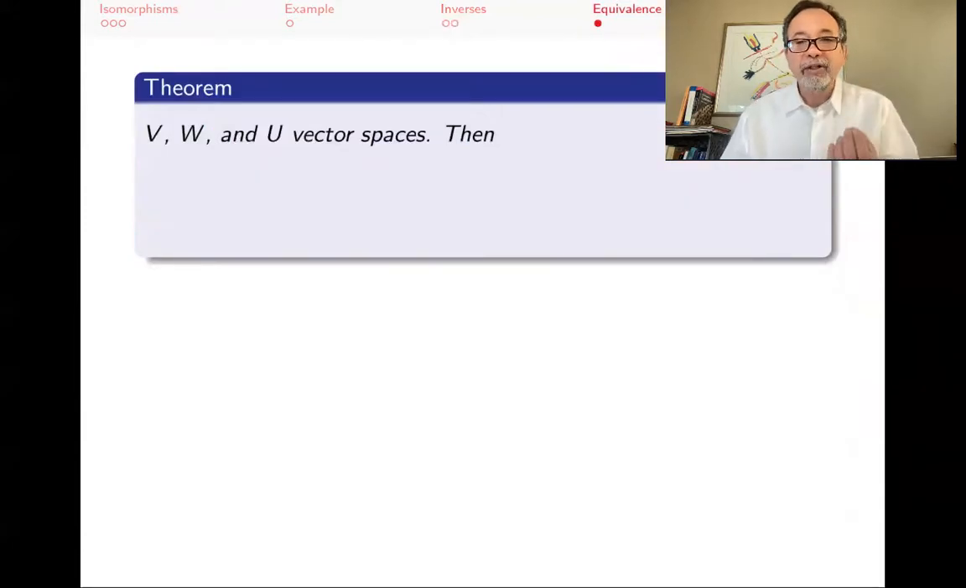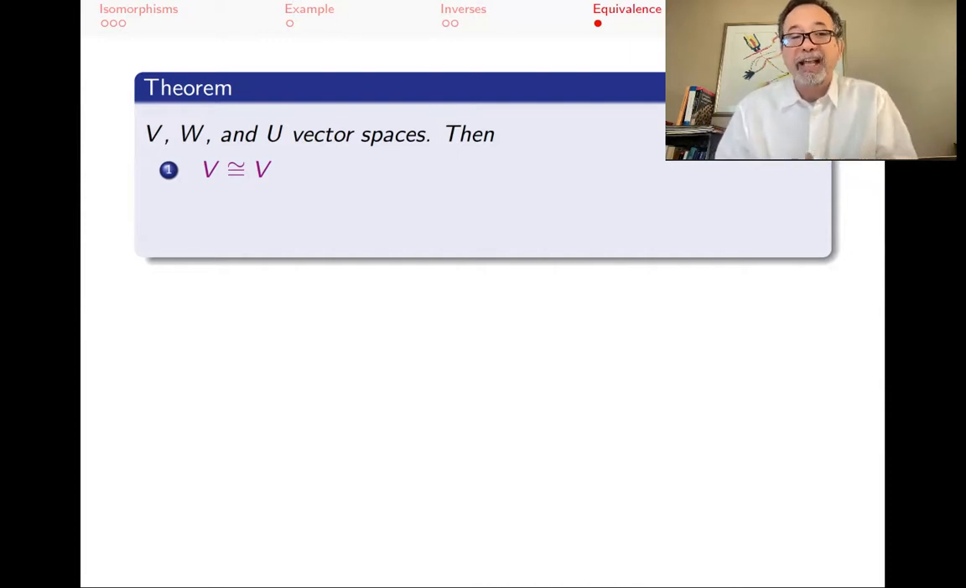So the final properties of isomorphisms that I want to tell you about are that isomorphism is, if you know what that is, an equivalence relation. So U, V, and W are vector spaces. First, V is isomorphic to V. If you think of isomorphism as being the same, then this is obvious. Of course, a vector space is isomorphic to itself.